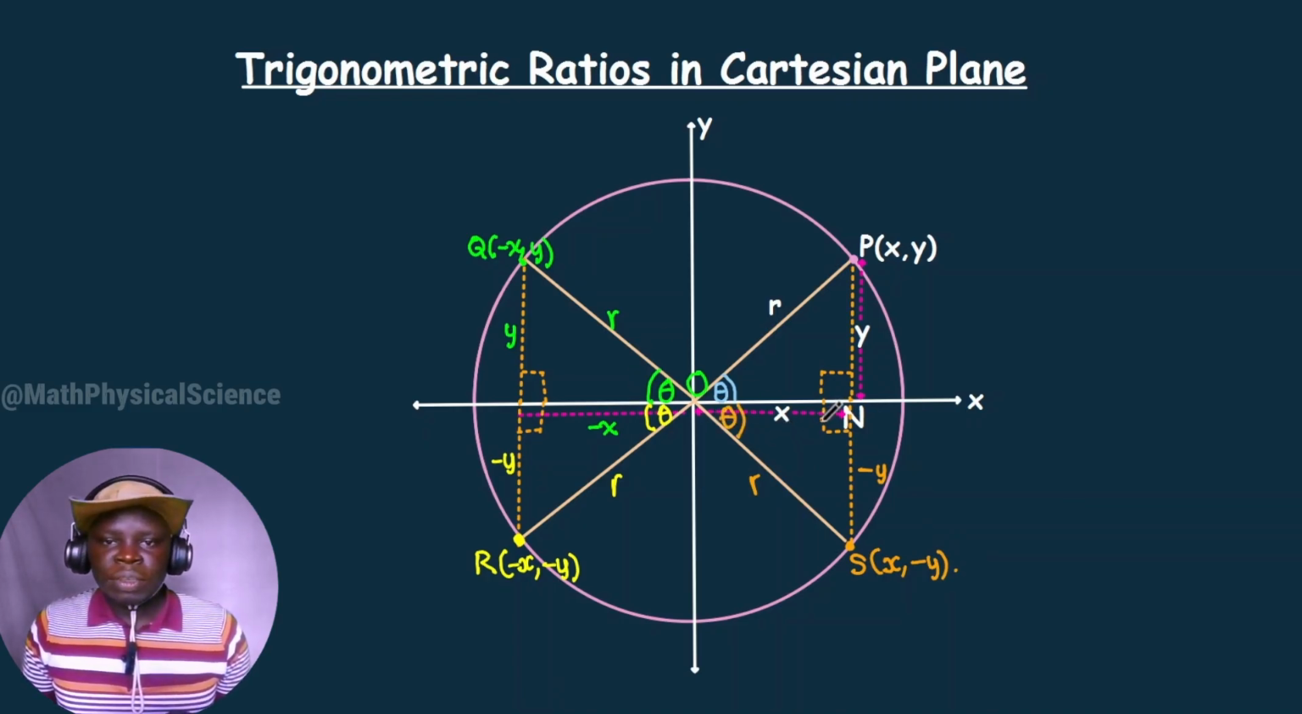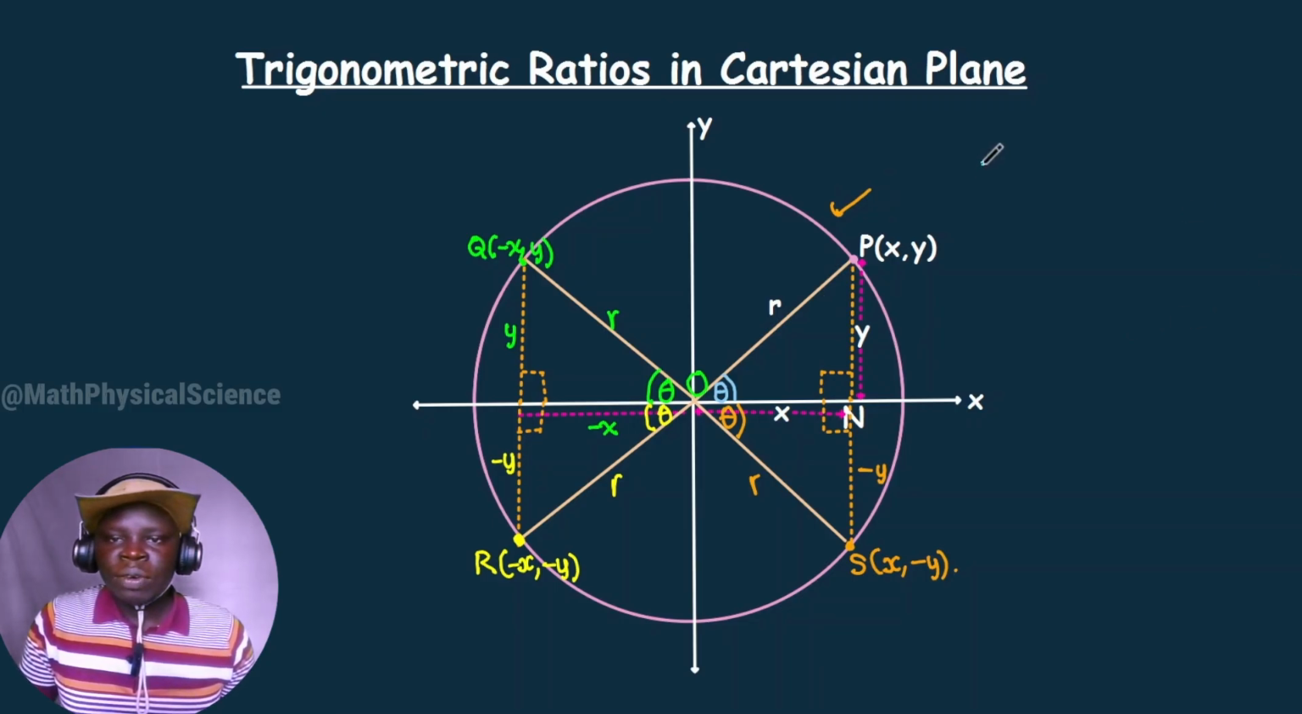With all this, let us move on and see how we can get sine, cosine, and tangent of these angles using the Cartesian plane. Taking the first quadrant, sine of this angle theta is given by opposite, and our opposite here is y, over the hypotenuse r.